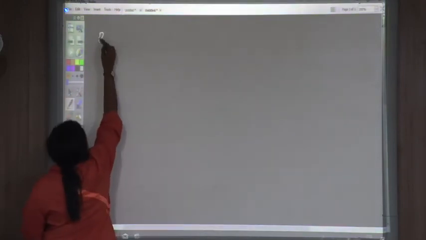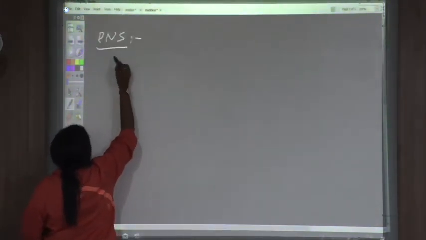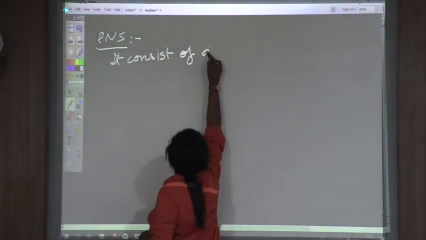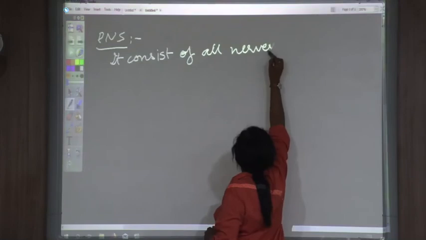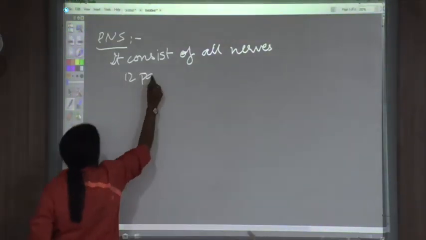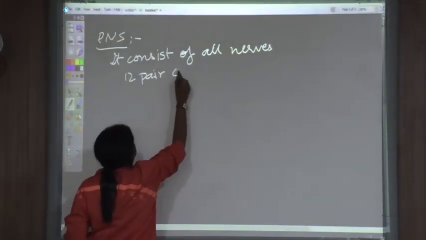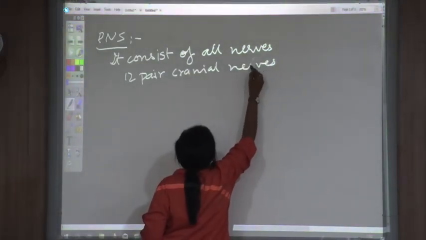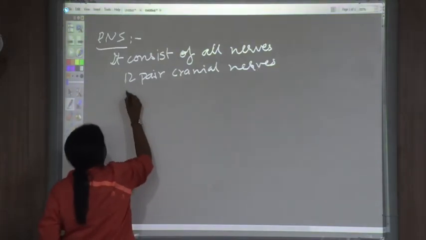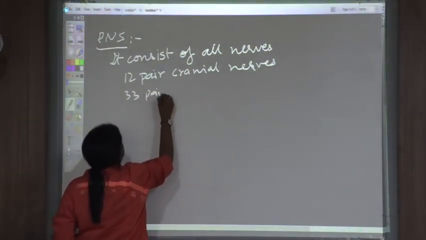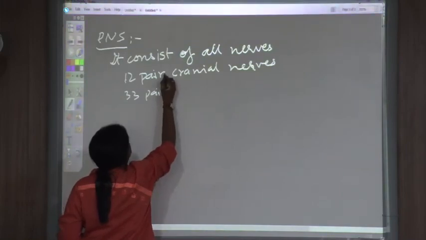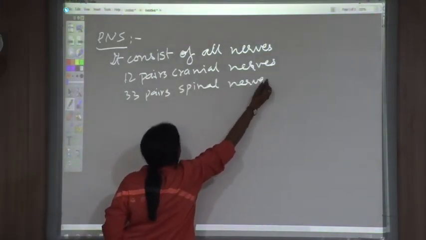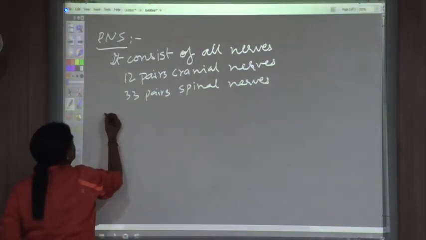So the next thing is the peripheral nervous system. So our nervous system has central nervous system and the peripheral nervous system. So peripheral nervous system consists of all the nerves, 12 pairs of cranial nerves, that arise from the brain, and the 33 pairs of the spinal nerves, although they fuse the end ones, they fuse and forming 26, remaining 26 only.